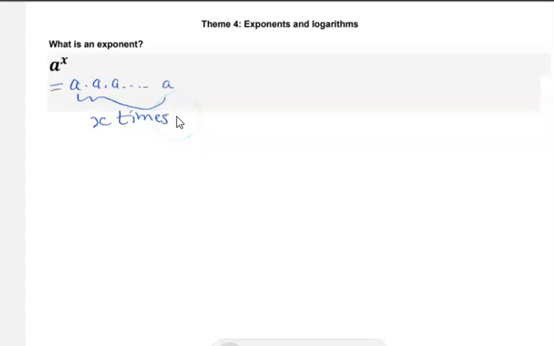For example, if we have 3 to the 4, that's the same as 3 times 3 times 3 times 3, which is equal to 9 times 9, which is equal to 81. Incidentally, the 9 times 9 we can write again as 9 squared.